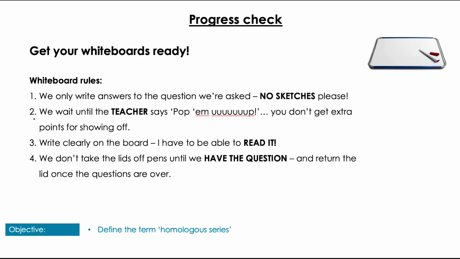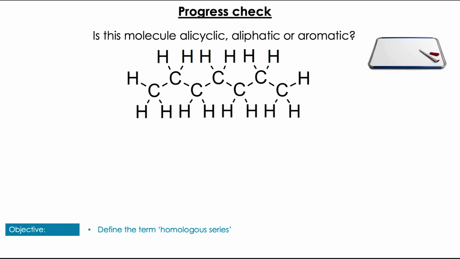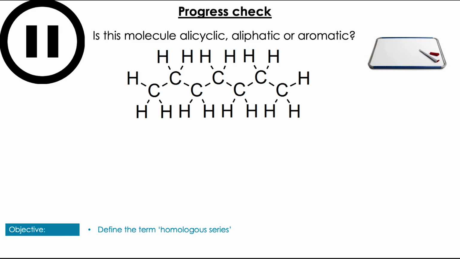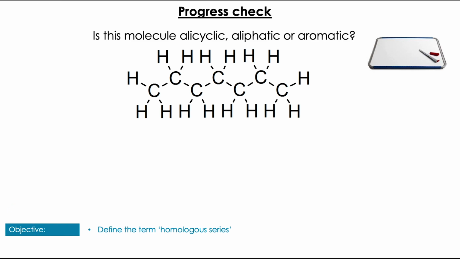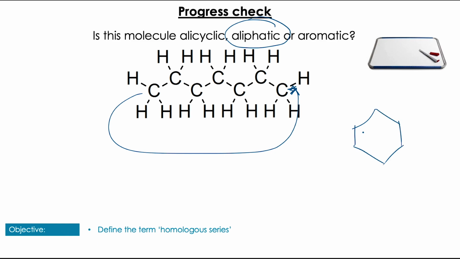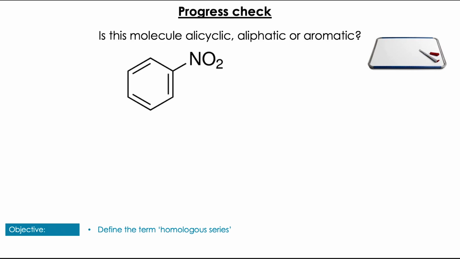Okay, time for some questions. So, is this alicyclic, aliphatic, or aromatic? Pause the video. Pop 'em up! It is, of course, aliphatic. And the reason it is aliphatic is because you can see it does not join onto itself and there is no benzene ring. What about this molecule then?